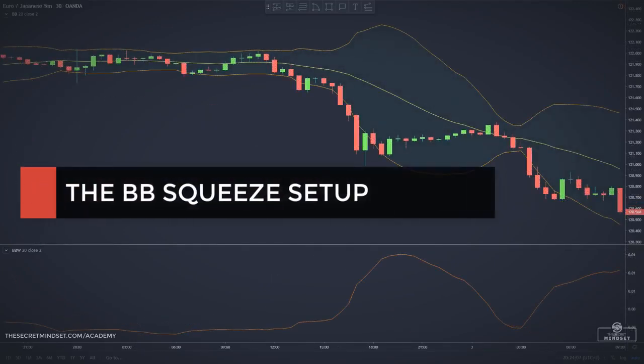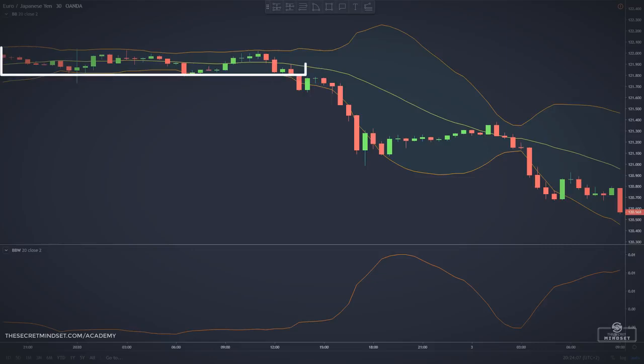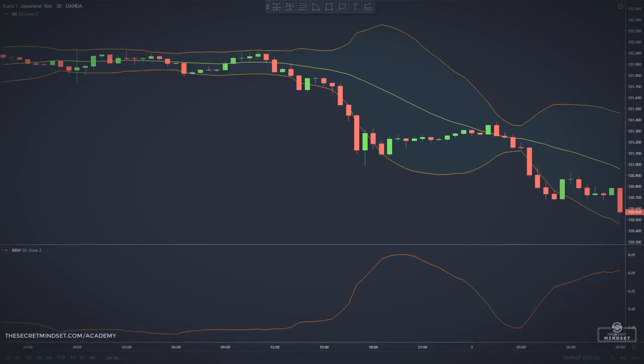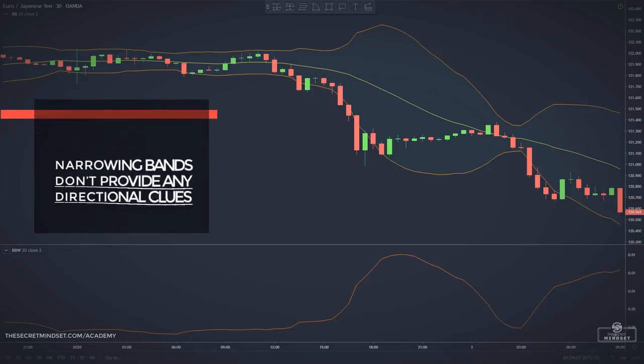The Bollinger Band squeeze is a straightforward strategy that is relatively simple to implement. First, look for stocks or currency pairs with narrowing Bollinger Bands and low bandwidth levels. Ideally, the bandwidth should be near the low end of its range. Second, wait for a band break to signal the start of a new move. An upside breakout is considered bullish, while a downside band breakout is bearish. Note that narrowing bands don't provide any directional clues.